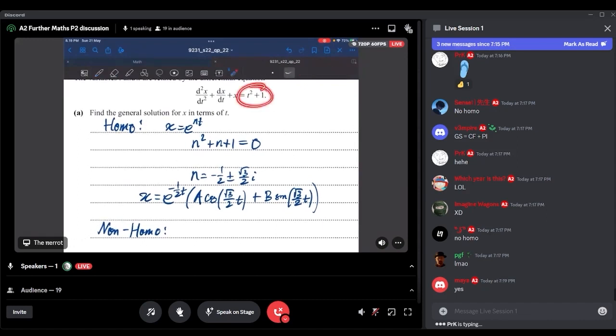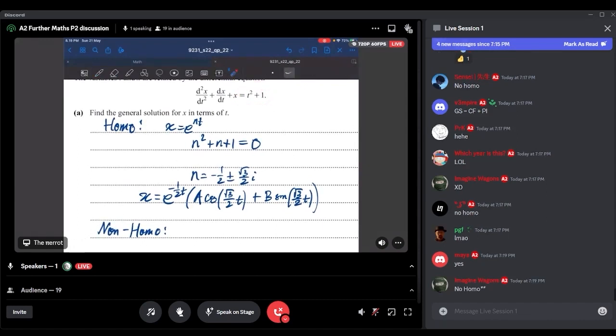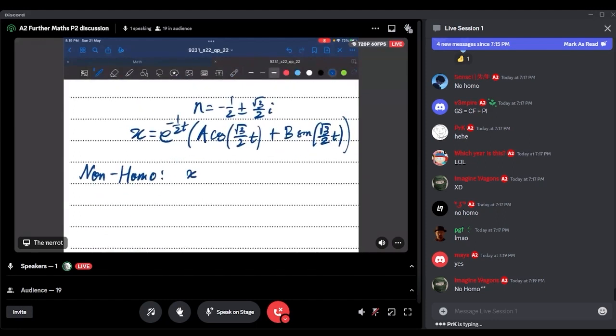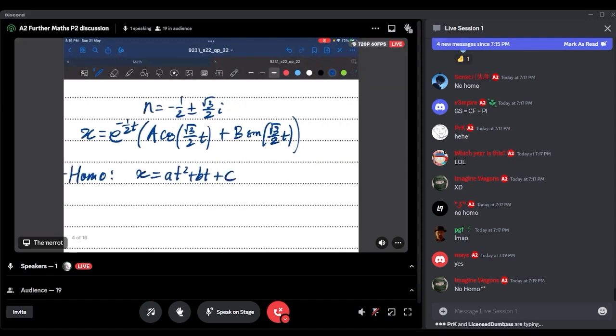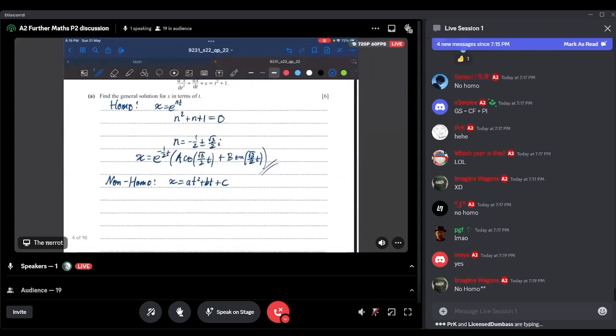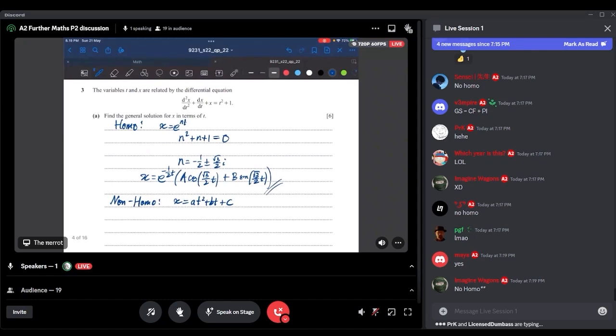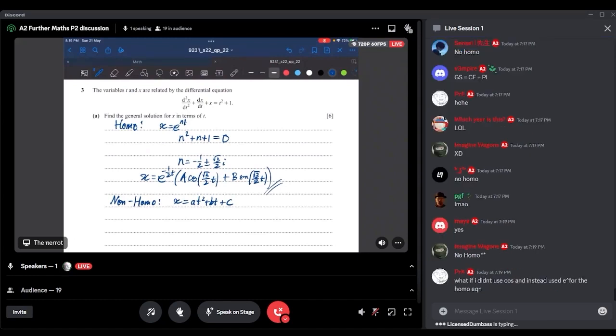Well, it's a quadratic, so that means we have to let x be some quadratic with some unknown coefficients. So that means we let x be at squared plus bt plus c. Then we just have to put this x into the differential equation.